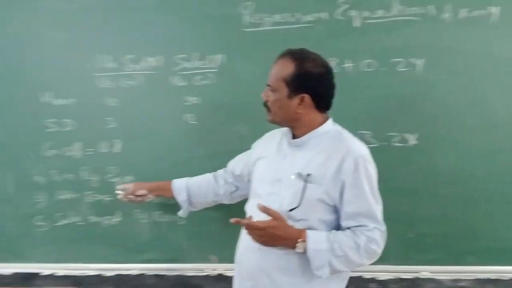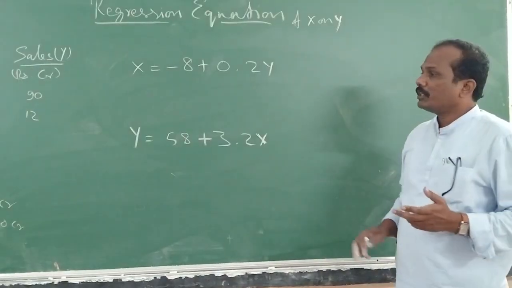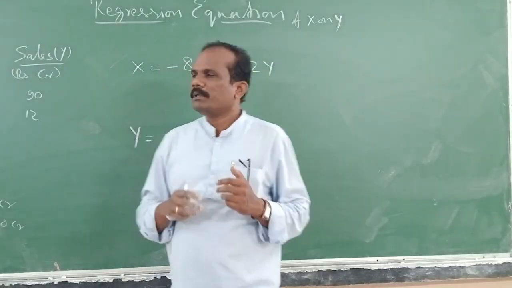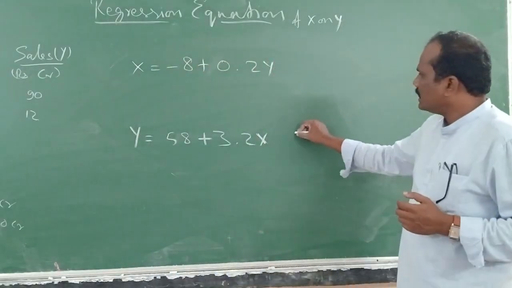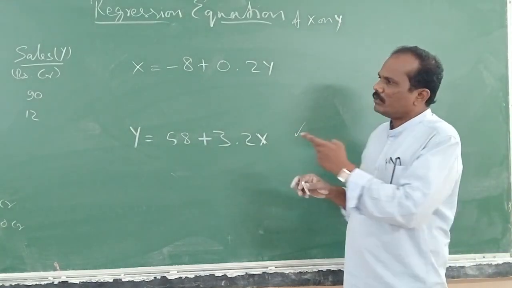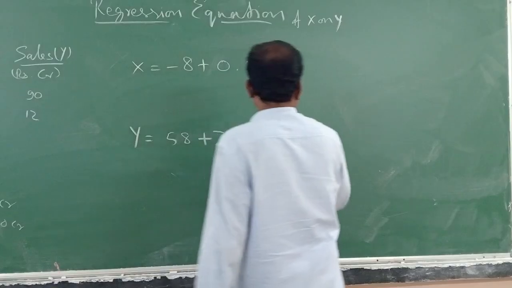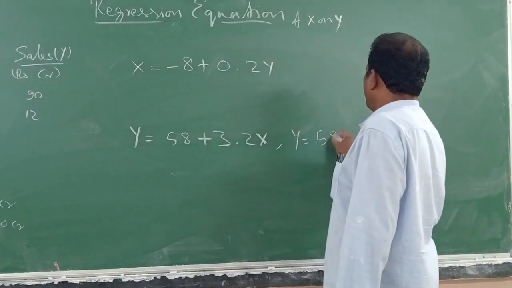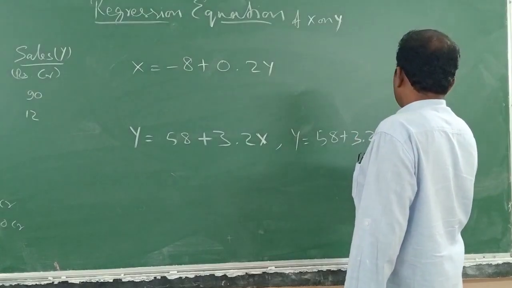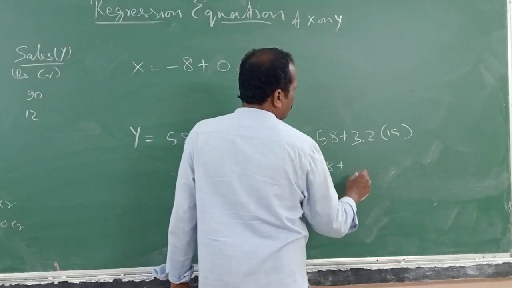And the second question they have given is what will be the advertisement expenditure if it is rupees 15 crores. The advertisement expenditure is the X variable. Here you take the second equation. Instead of X, we have to incorporate the value of 15 crores. For example, y is equal to 58 plus 3.2 into 15.